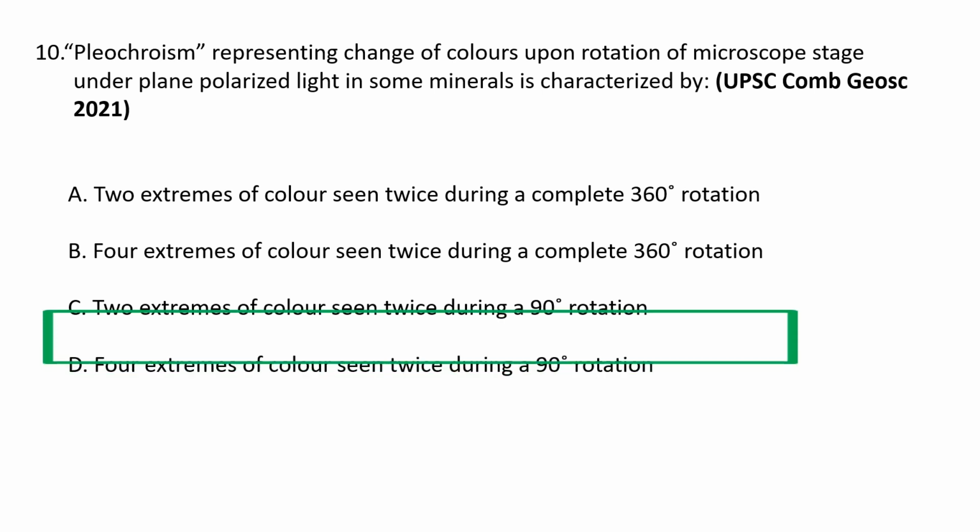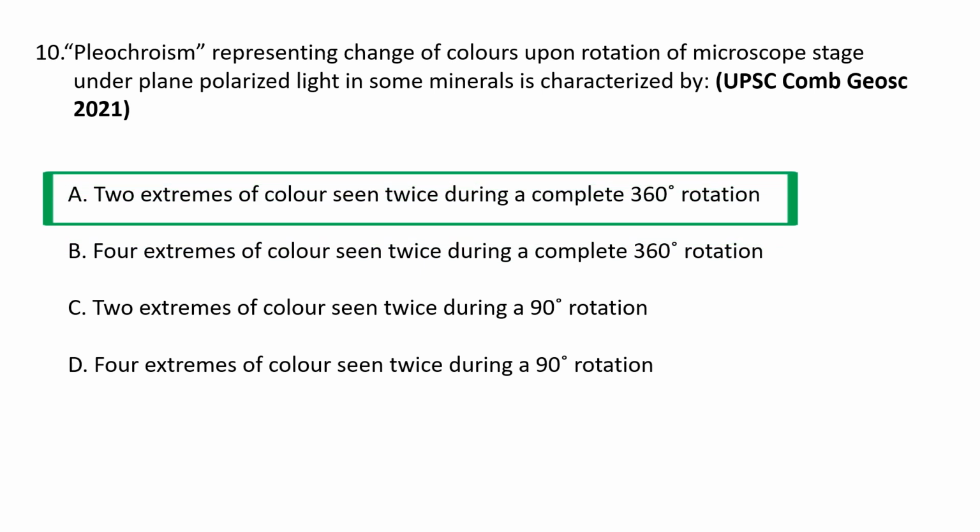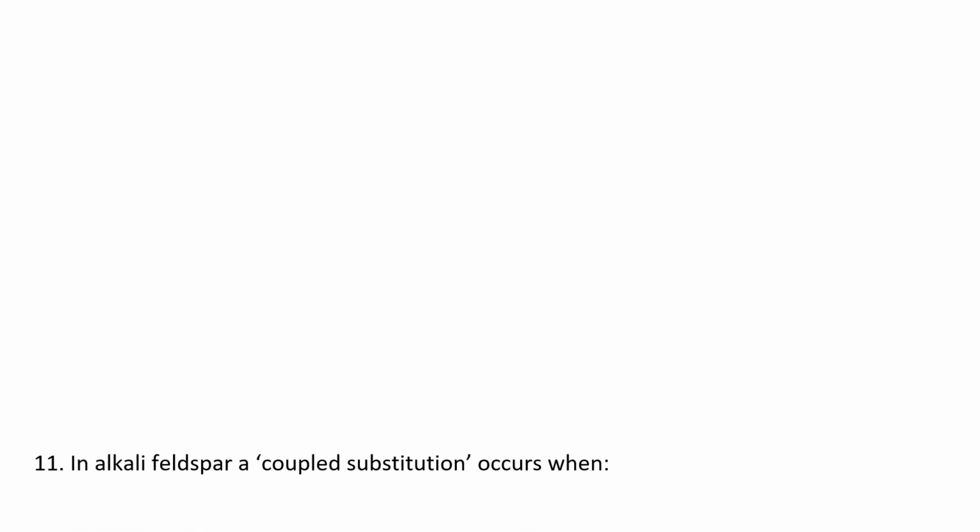So the correct answer is: pleochroism is nothing but the change of the colors upon rotation of the microscope stage under plane polarized light and is characterized by two extremes of color seen twice during a complete 360 degrees rotation. So pleochroism is a term used to describe the color variation with the polarization direction of the light, which depends on the orientation of the material in the light path and is characteristic of anisotropic materials only. A is the correct option.